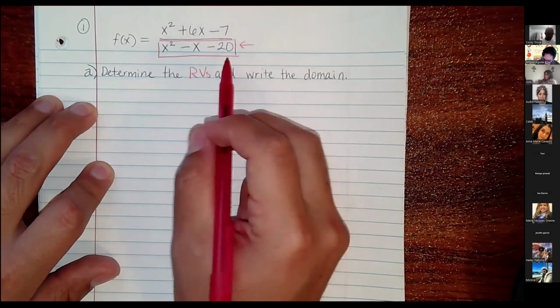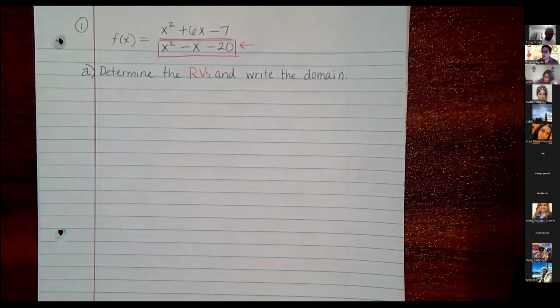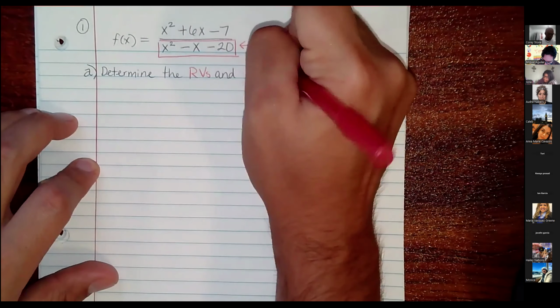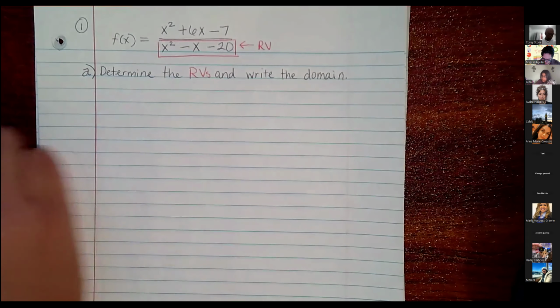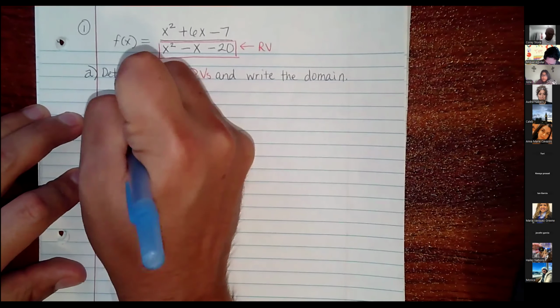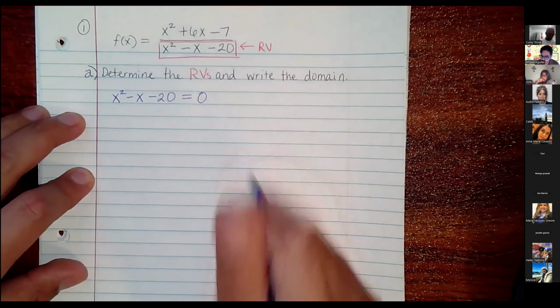So you don't want to make the mistake of freaking out and then saying, oh, I'm going to set everything equal to 0. Don't do that. We just want to focus on what is relevant. Restricted values come from the denominator. So what we're going to do is set that up. We're going to go with x squared minus x minus 20 equals 0. Are you guys okay with that?